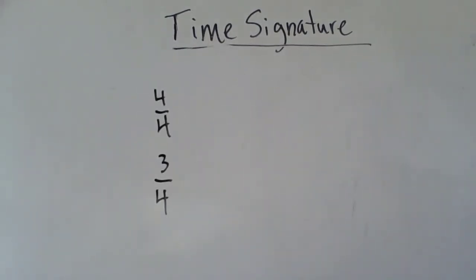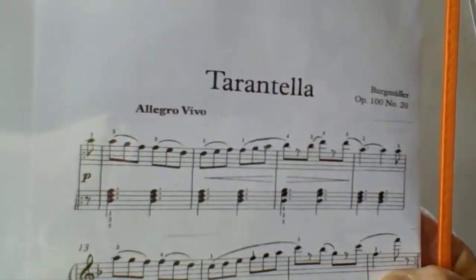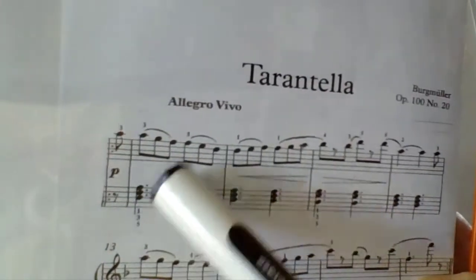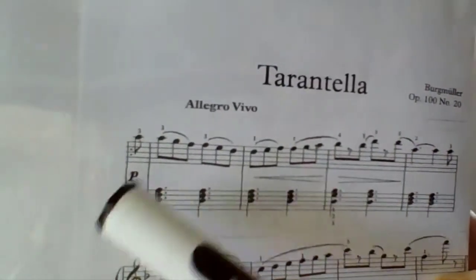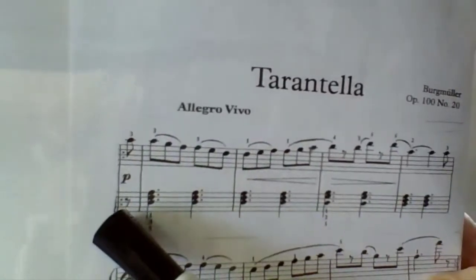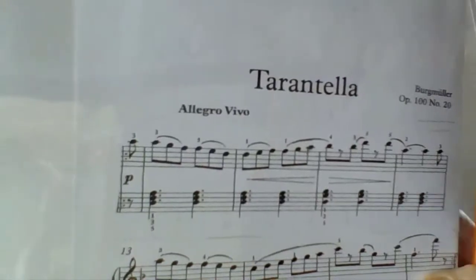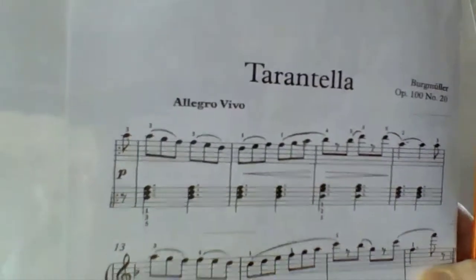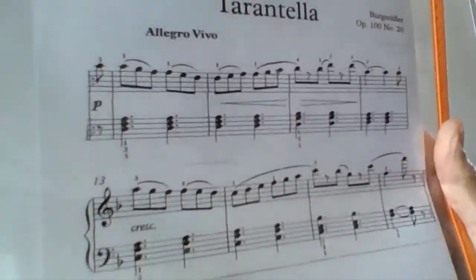So going back to measures, dividing the music up into chunks. In Tarantelle here, we have these measures. You can tell by the vertical lines. So in this top one, we have a little partial measure right here with 1 note in it, and then we have 1, 2, 3, 4 full measures in the first line of Tarantelle. And then we also have 1, 2, 3, 4 measures for the second line.